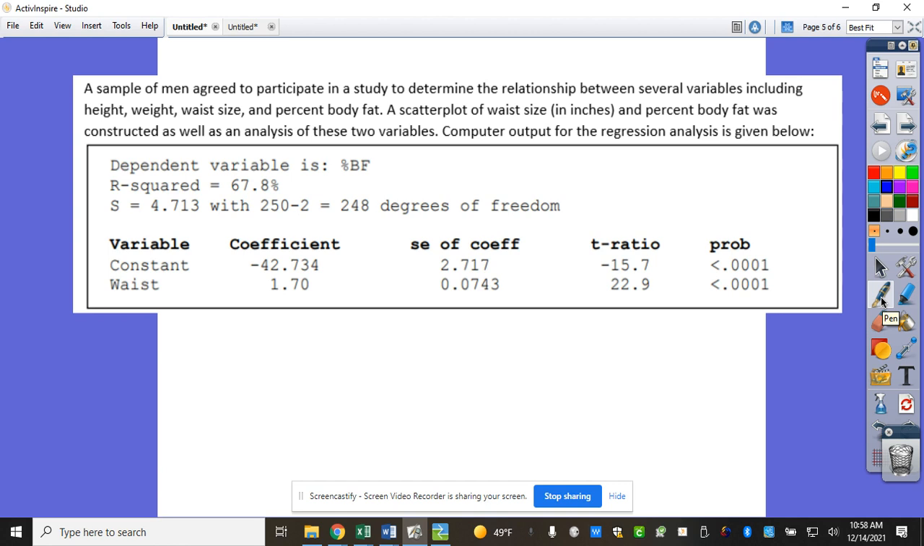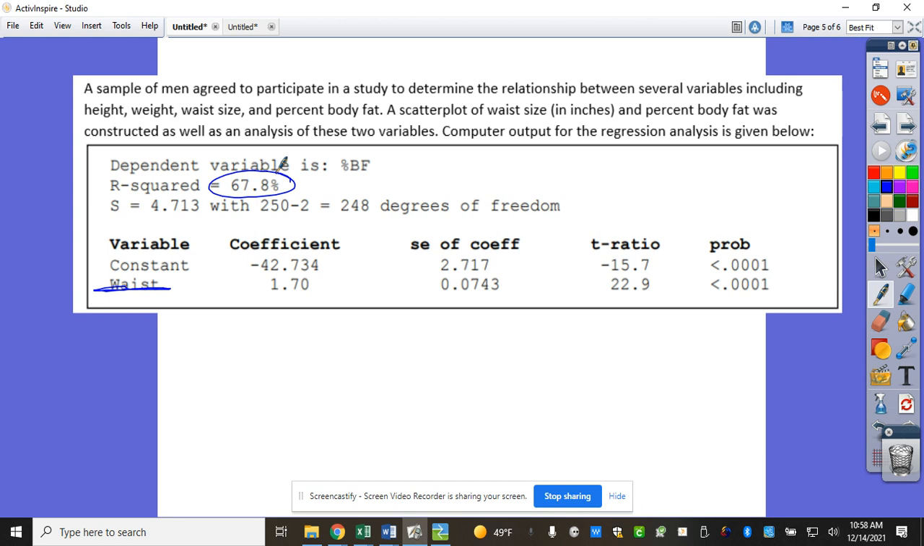Which one is our X? Waist size. How do I know that? It's on the bottom, because it's written right here. Tell me what this means. I know it's not one of the problems.